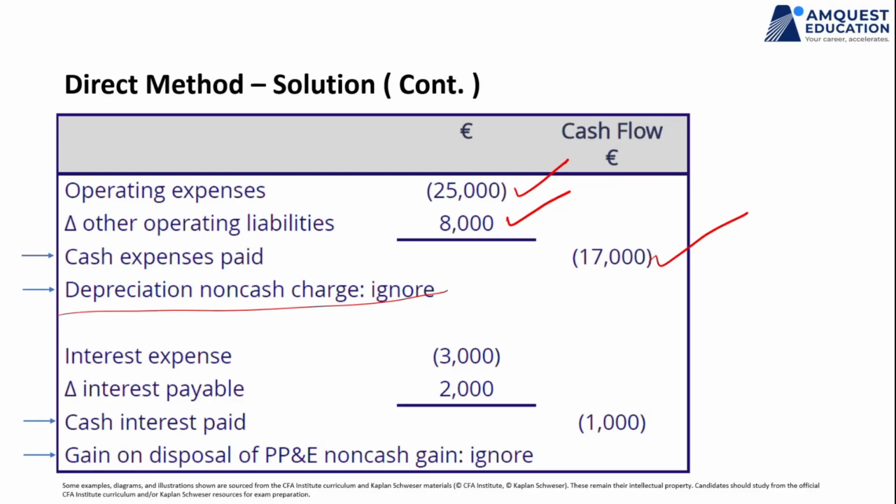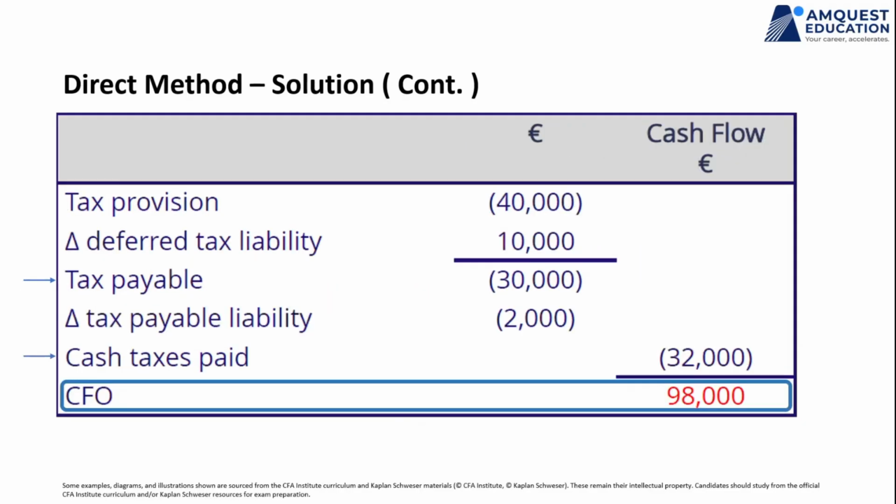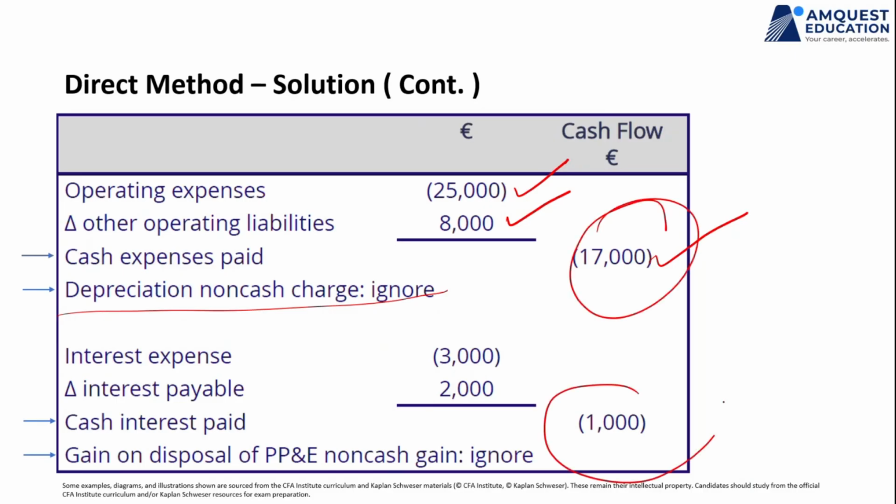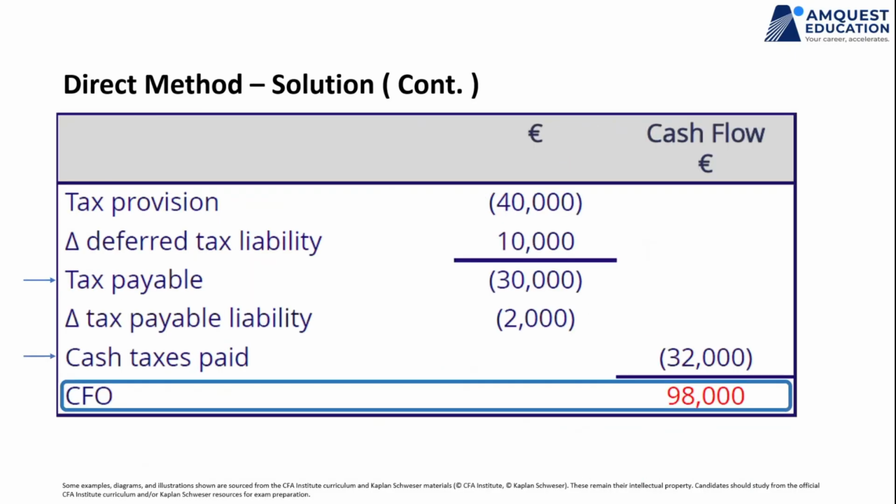So the net cash paid is only $1,000. For tax provision, very similar. And finally, you are going to add all the cash numbers that we have calculated. 250 minus 102 minus 17,000 minus 1, 18,000 minus 32,000 is equal to cash flow from operation, 98,000.